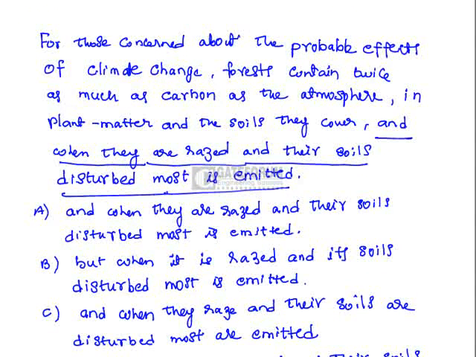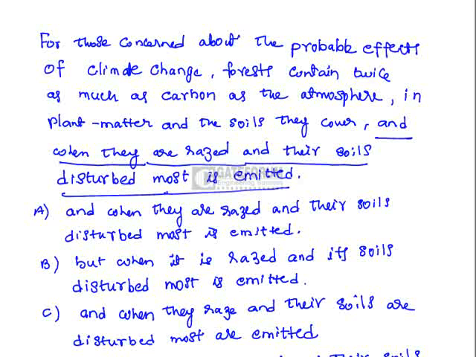This is a question on sentence correction. For those concerned about the probable effects of climate change, forests contain twice as much carbon as the atmosphere in plant matter and the soils they cover, and when they are raised and their soils disturbed, most is emitted. Whenever you find a question of this nature, always ask one question: what is the subject here, and is the subject agreeing with the verb?